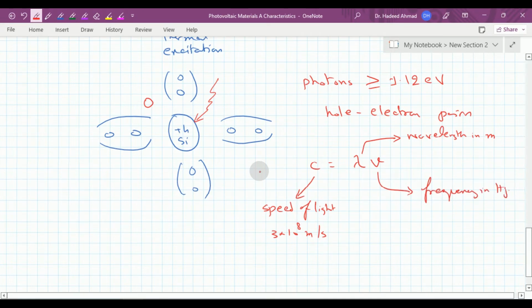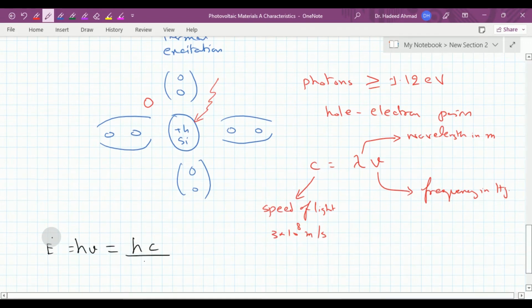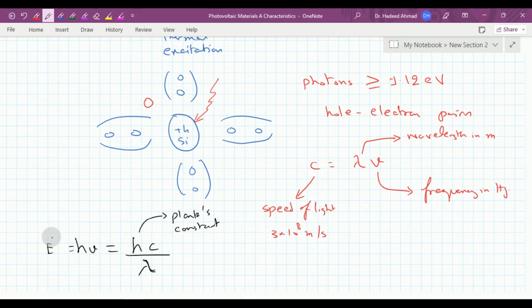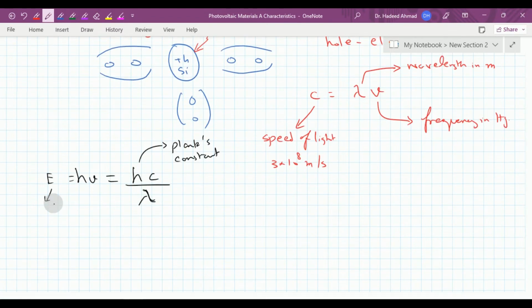And the second important equation to characterize a given photon is E equals hv, and that is equal to hc over lambda, where h is the Planck's constant, and E represents the photon energy.